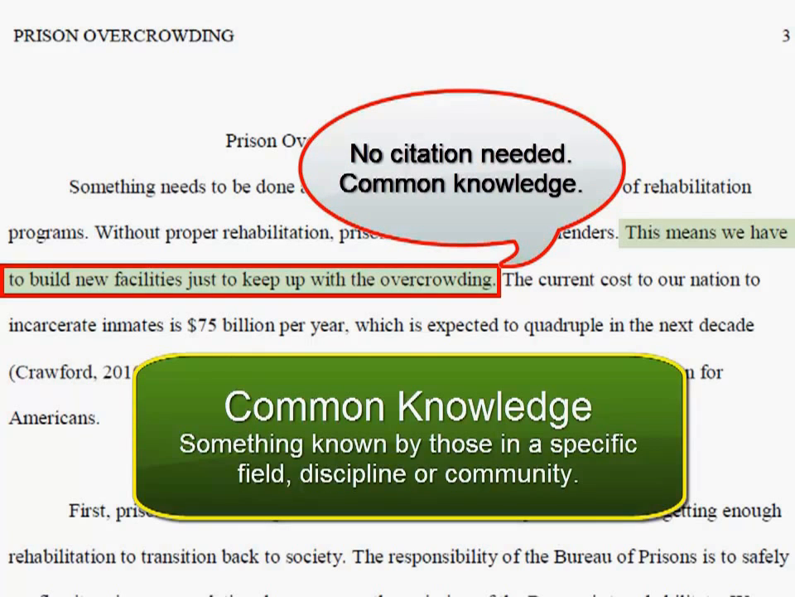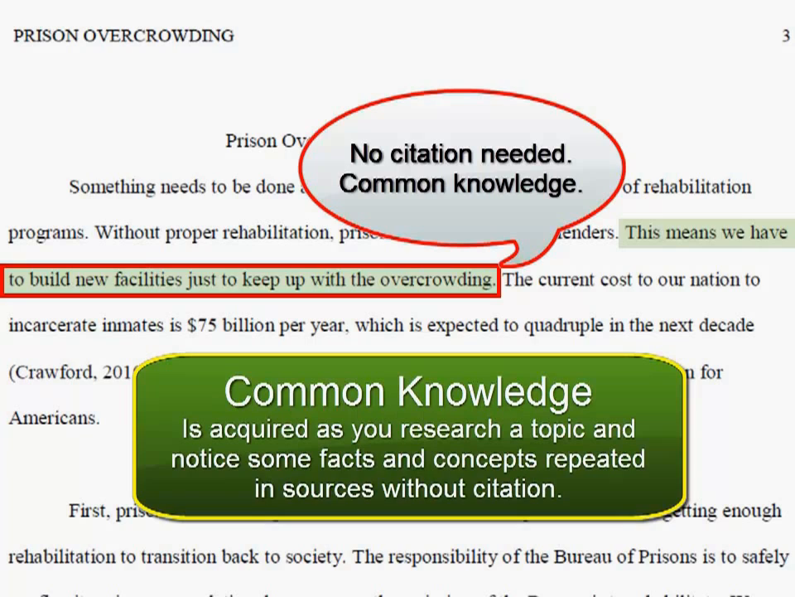Common knowledge is something known by everyone, or nearly everyone, in a specific field or academic discipline. It usually does not have to be cited because it's not associated with a single author. In other words, before writing her paper, Jane probably didn't know that, quote, "we have to build new facilities just to keep up with the overcrowding." But once she began studying and reading about America's prison system, it became clear that this is common knowledge among the researchers and writers in this field.